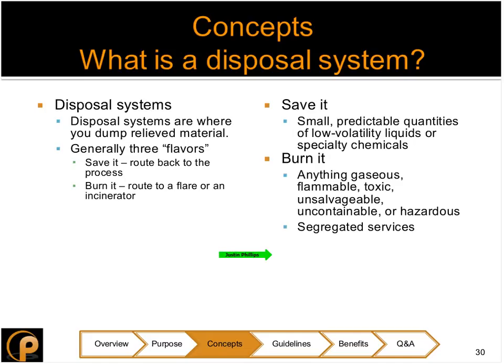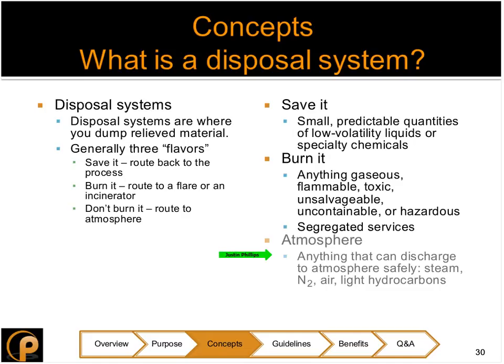The other option you have is to not burn it. You can send it to atmosphere. Anything that can discharge to atmosphere safely, steam, nitrogen, air, light hydrocarbons, in certain settings can just go to atmosphere.